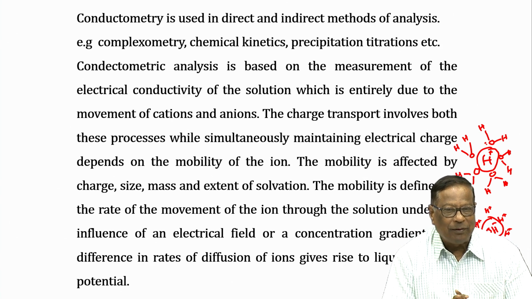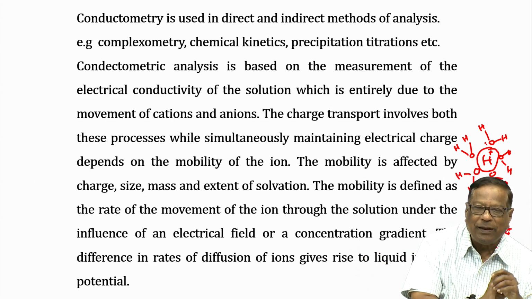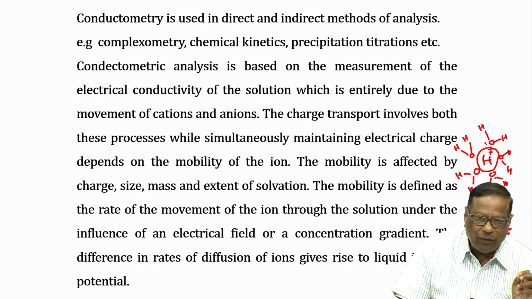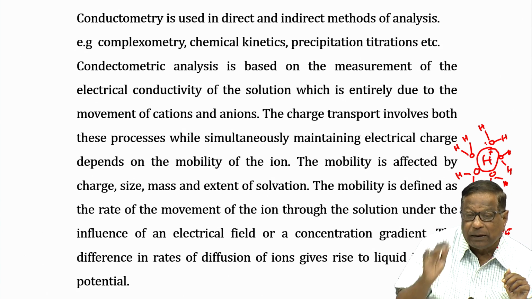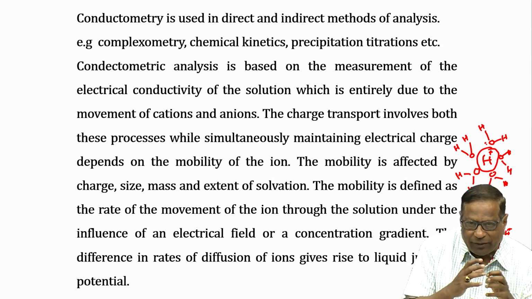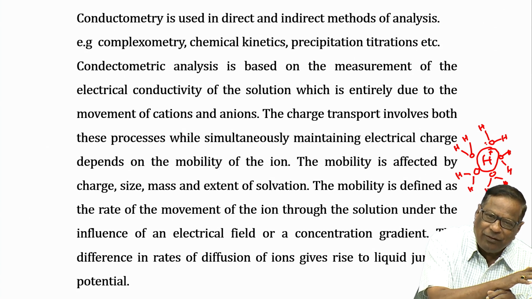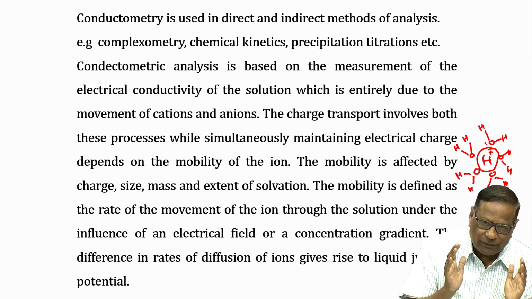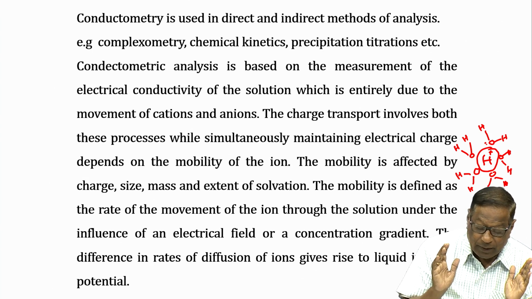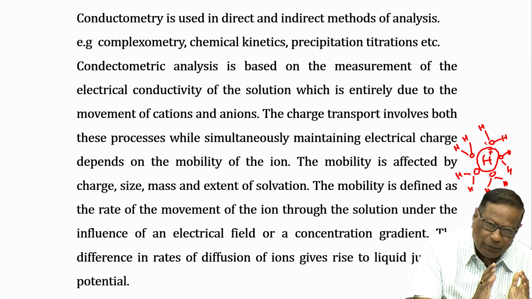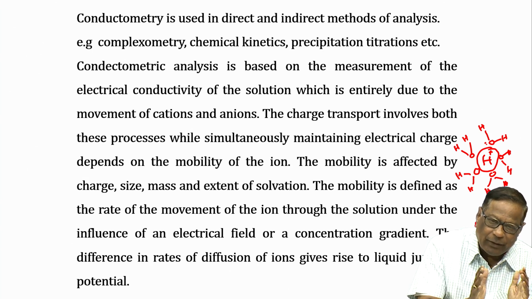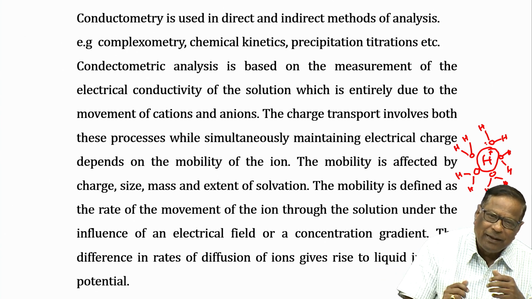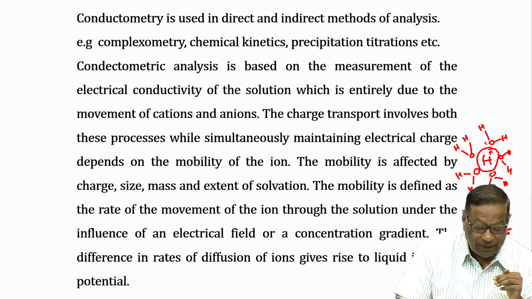Sometimes what happens is that all the cations will be moving towards the cathode and all the anions will be moving towards the anode under the influence of the electric field. There will be some competition among the cations to reach the cathode. We call it flux. A concentration gradient will be built up over a period of time and space near the cathode, so the ions have to move through that concentration gradient.